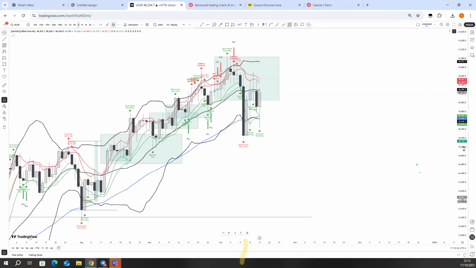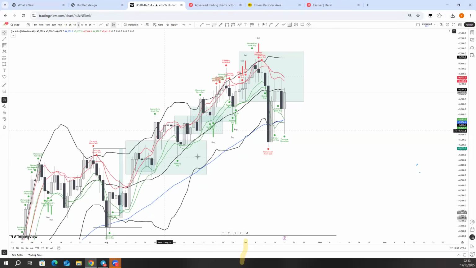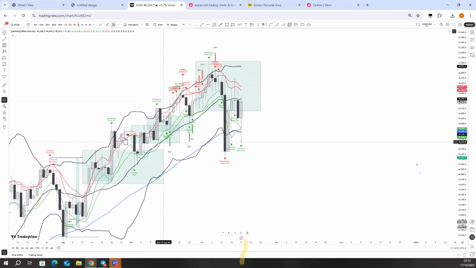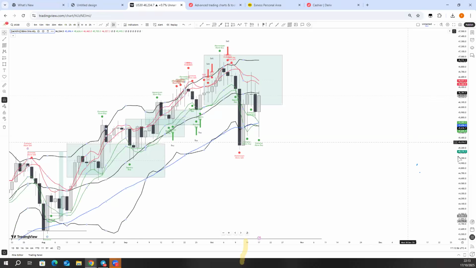How does the BBMA work? The first thing we always want to focus on is that we have to have a momentum candle and a re-entry, first of all. There are types of re-entries and types of momentum candlesticks. The indicator is going to indicate everything for you here.